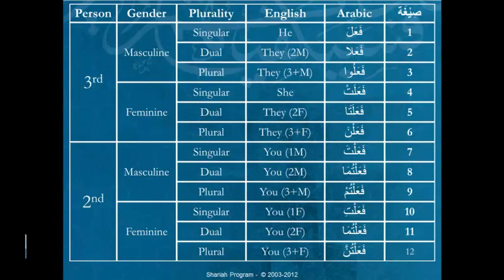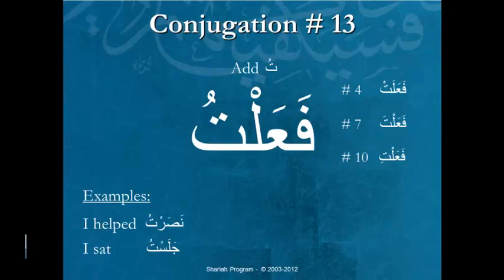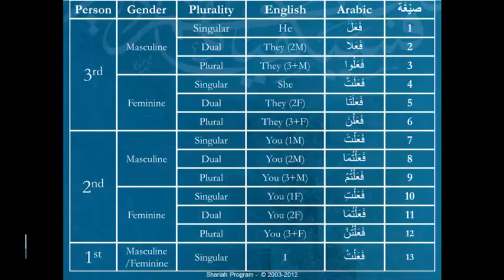And the ta that's coming at the end of number 7 and at the end of number 10 are pronouns. When it has a fatha, it means you, one male. And when it has a kasra, then that ta means you, one female. What hasn't been used? Okay, the ta with the dhamma hasn't been used, so they go ahead and use it now. Okay, so the ending for number 13 is tu, and the entire verb would be fa'altu, nasartu, and jalastu. I helped and I sat.